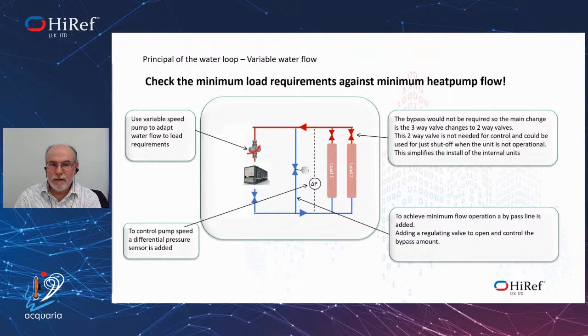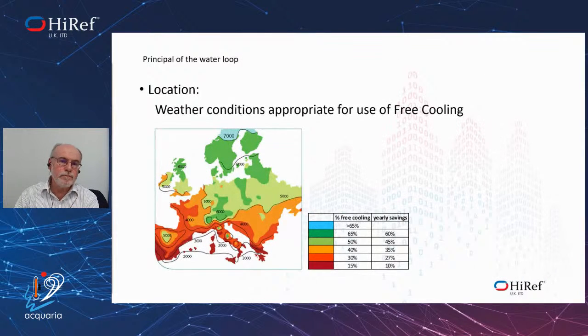So the other part of that is the minimum load needs to be checked against the heat flow load as well. Because through a heat pump, you need to have a minimum flow for them to operate. If you don't have that minimum flow, they will start to create problems in cooling and in heating.